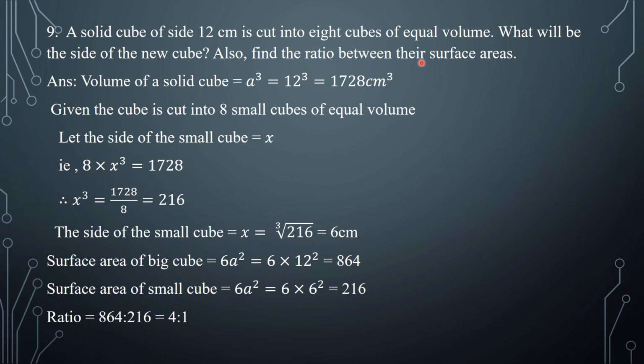To find the surface area of the big cube, that is 6a square, it is 6 into 12 square, which is equal to 864. Surface area of the small cube equal to 6 into 6 square, which is 216. Therefore, ratio will be 864 is to 216, which is 4:1.